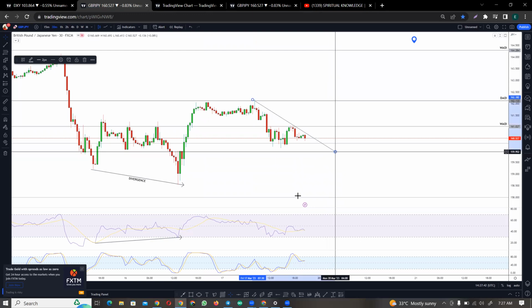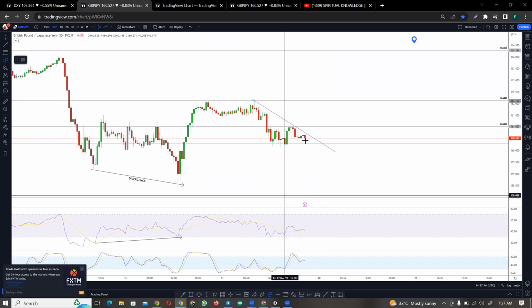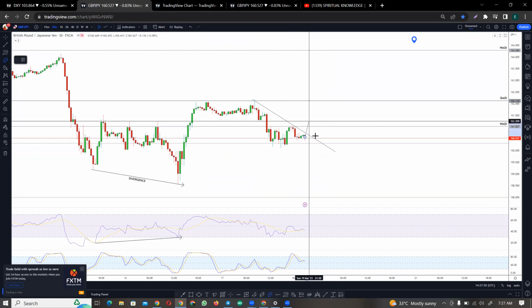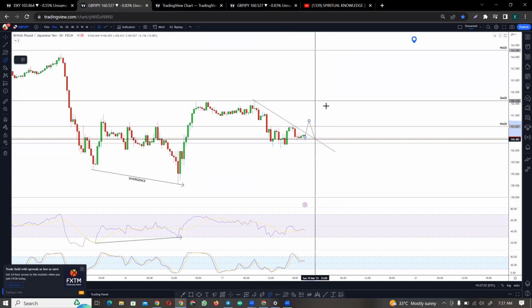On Monday, we'll be looking out for this. Whether market breaks it, retest, and remove.